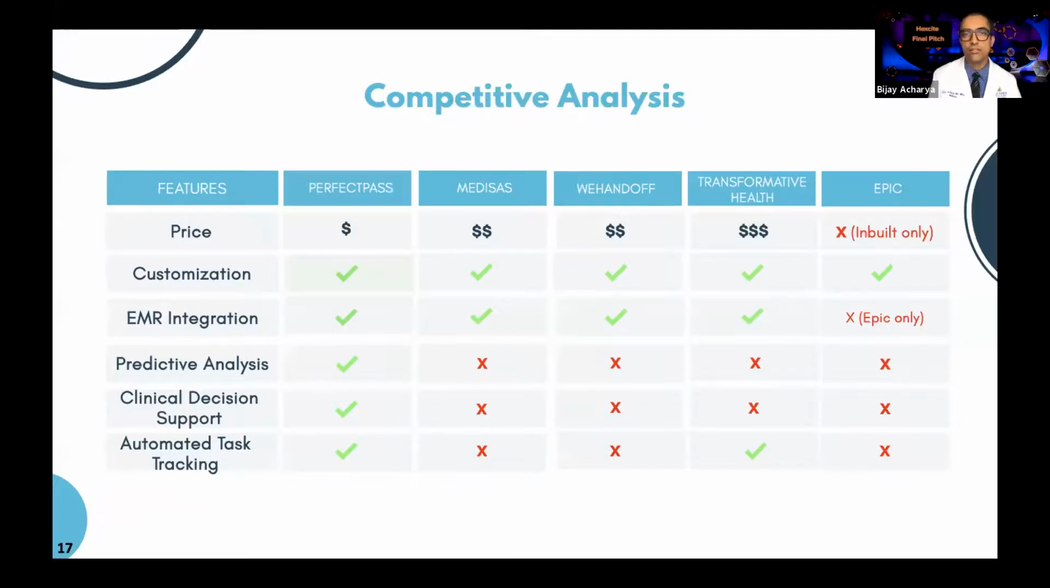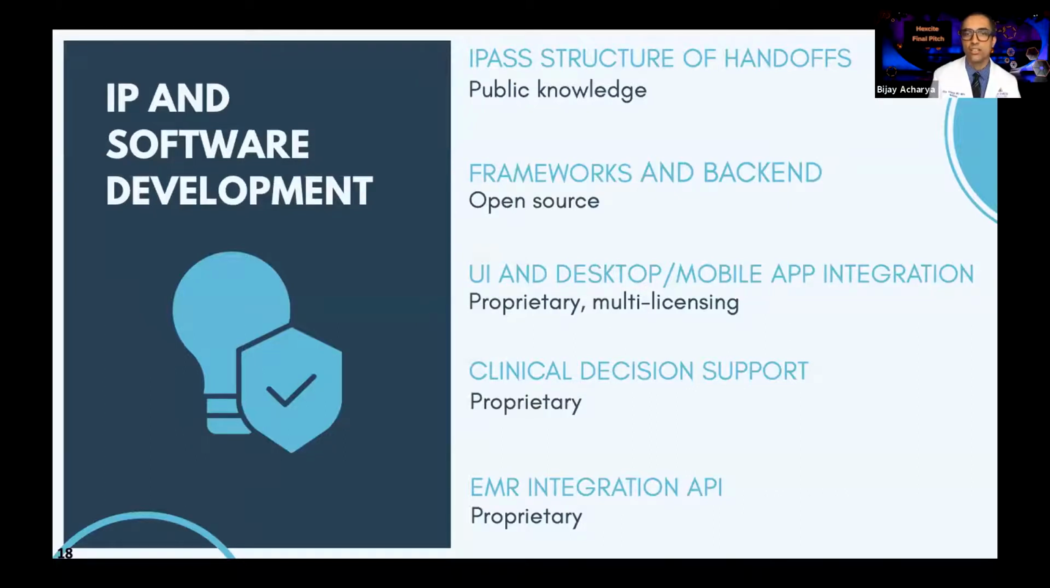So we do have a few competitors in this area: Medisas, WeHandoff, and Transformative Health. And both EMR systems, Epic and Cerner, do have their own inbuilt handoff, but we are focusing on our predictive analysis, automated task tracking, and clinical decision support to make it much easier and more acceptable within the physician community. We'll be focusing on a structure of handoff called IPASS, which is very well known and established via different clinical trials.